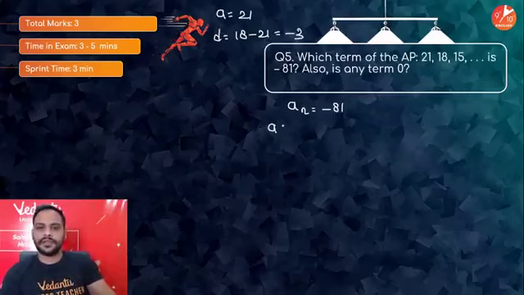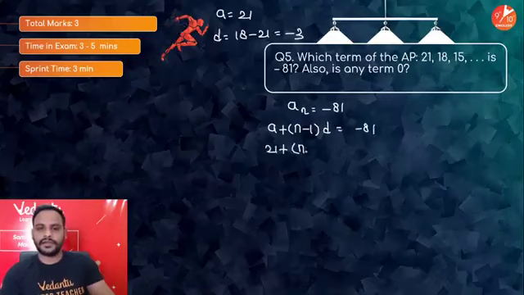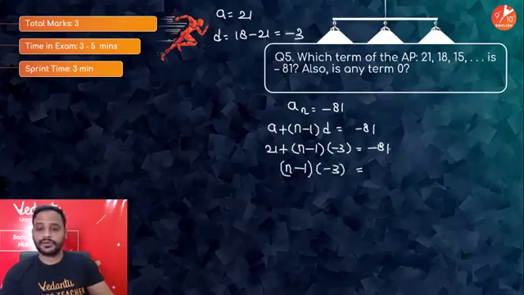So an means a plus (n minus 1) into d is equal to minus 81, right? So a is 21, plus (n minus 1) into minus 3 is equal to minus 81. Shift 21 over there. (n minus 1) into minus 3 is equal to minus 81 minus 21, which will be equal to minus 102.